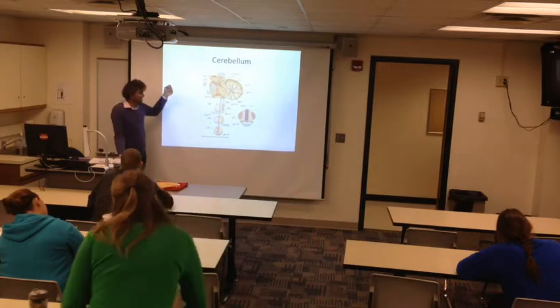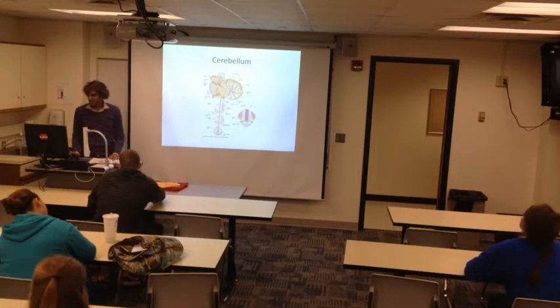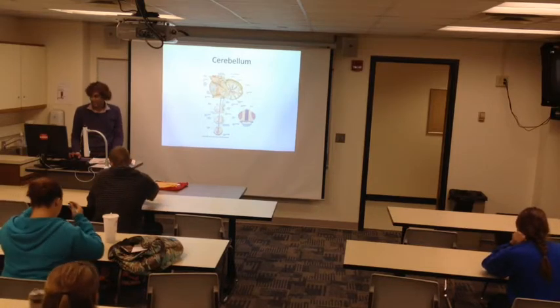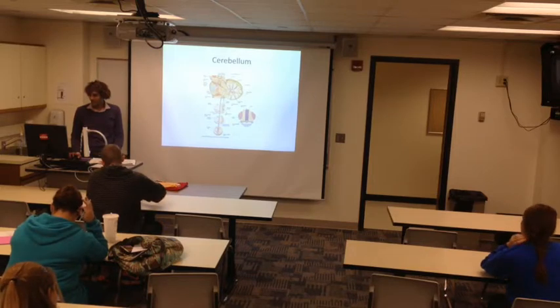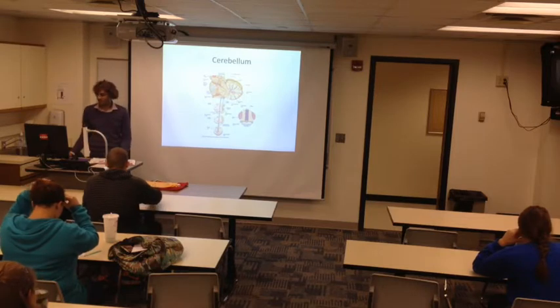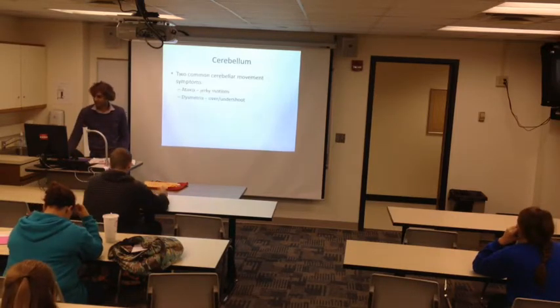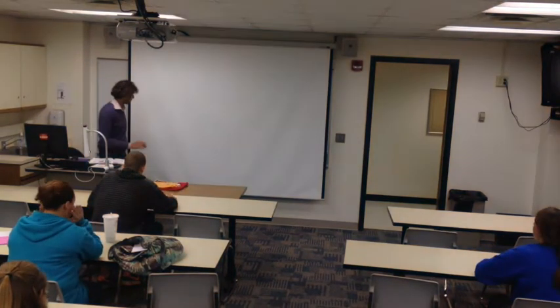Like, it's not the primary motor area. It's modulating motor pathways. And so it has reciprocal connections with the cortex, with the thalamus, with other structures. And then it has reciprocal connections down into the spinal cord and the brainstem, with vestibular nuclei, proprioceptive information, and so forth.